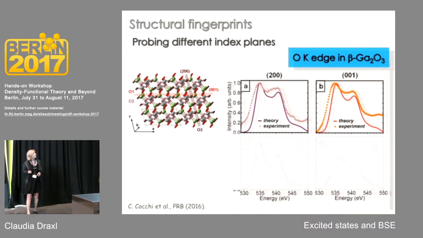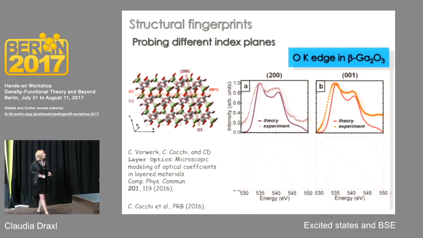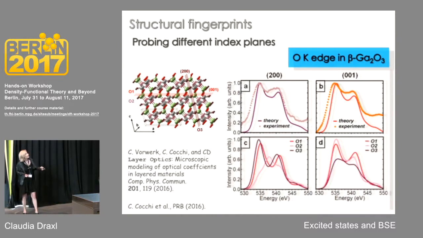Now, it's interesting because theory can give insight, because we can probe the excitations from these different oxygen species independently. And if you look at these spectra or decompose them into their contributions, then you see in the first case, these two peaks come from oxygen 1 and oxygen 3, whereas oxygen 2 only gives rise to this camel-like shape in between. Whereas in the 001 index plane, it's oxygen 1 and oxygen 2 which give rise to these positions.